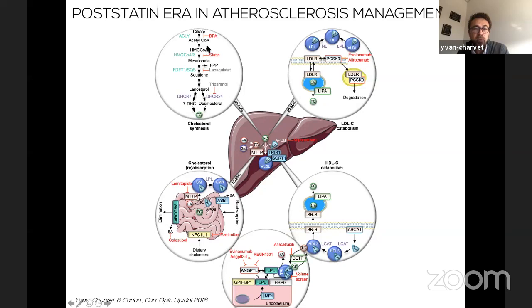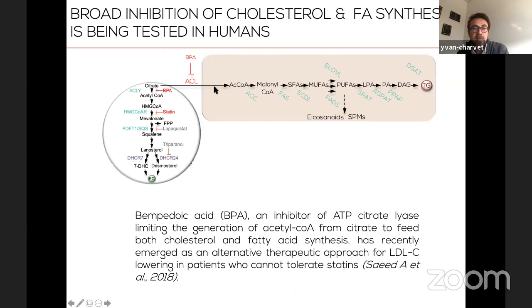I would like to focus for a second on this BPA, because BPA has been developed to inhibit cholesterol synthesis. It could be an alternative to statin. And in fact, BPA is also an inhibitor of the first step of fatty acid synthesis. So it could have a dual effect, not only by inhibiting cholesterol synthesis, but also by inhibiting fatty acid synthesis. And it has recently emerged as an alternative therapeutic approach in patients with cardiovascular disease.